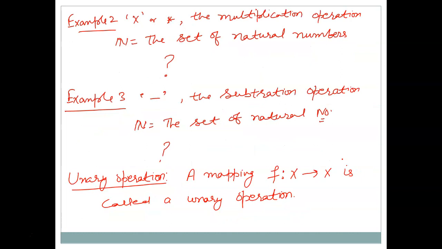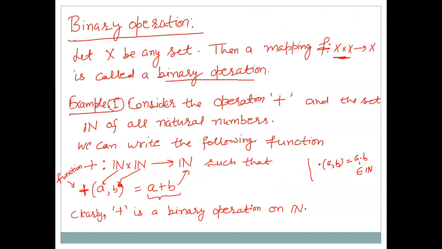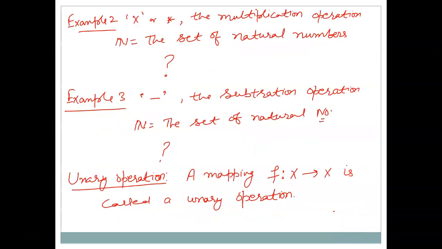Now you can also check the subtraction. Suppose you have minus of (a, b) equal to a minus b, then it is not necessary that the difference of two natural numbers is a natural number. For example, you have 2 minus 5, that is equal to minus 3, and this is not a natural number. So subtraction is not a binary operation. Multiplication, as I already explained, is a binary operation.